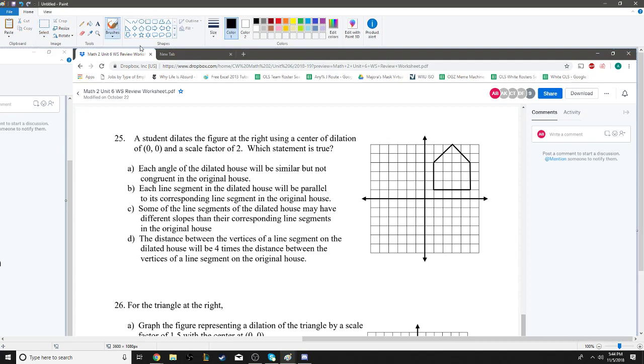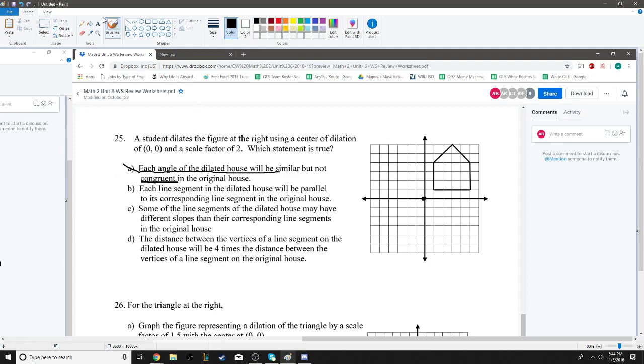So a student dilates the figure at the right using the center of dilation 0, 0 and a scale factor of 2. Which statement is true? Each angle of the dilated house will be similar but not congruent. That's not the definition of similar.